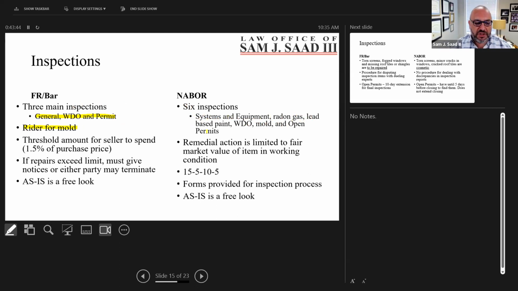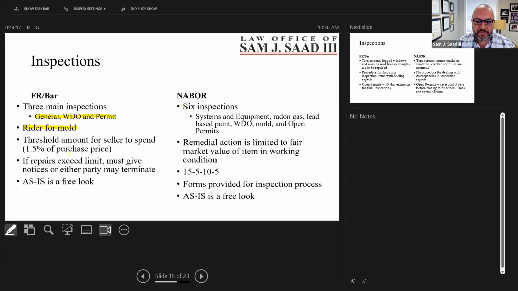The way the inspections are conducted is very different. You need to understand the inspection regime that you're going to be using very well, because you don't want to get in a situation where you miss an inspection or you misnotice somebody. I do a class on both contracts and I go into detail on the inspection items, so I won't do that here. But just know that if you use the NABOR contract, you get 6 different inspections. Under FRBAR, you get 3.